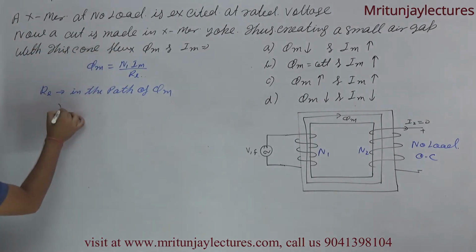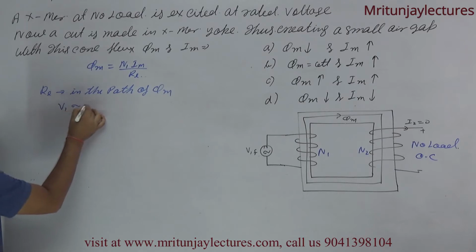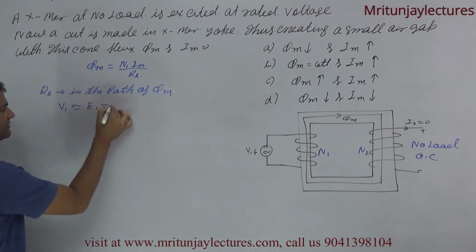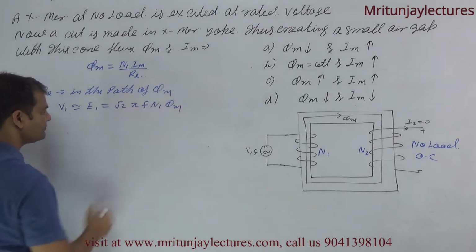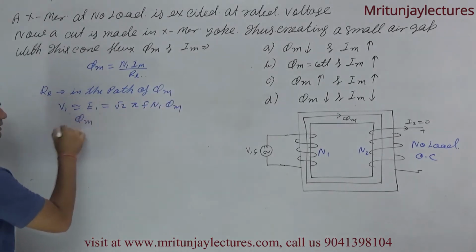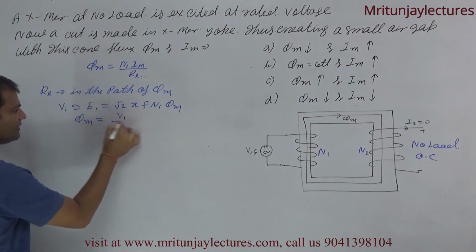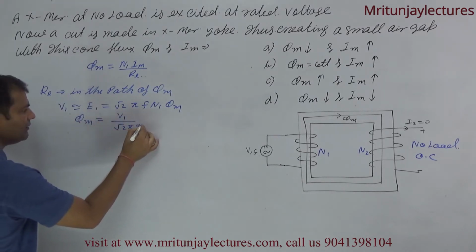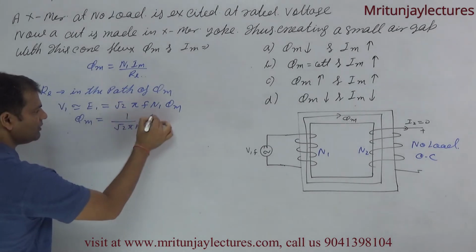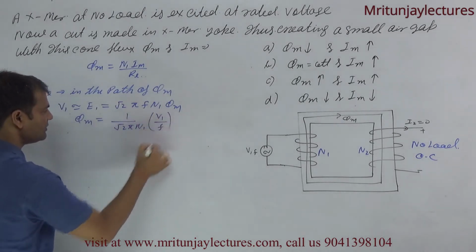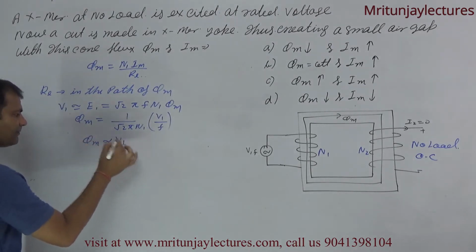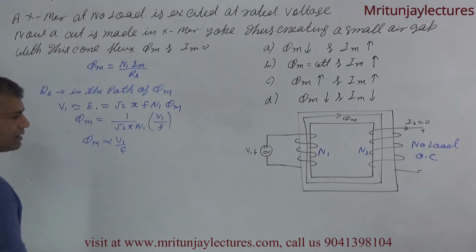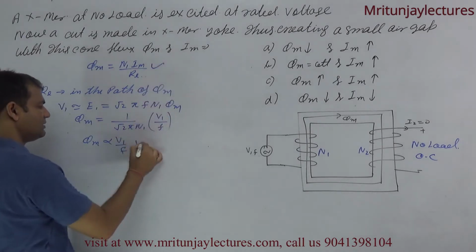Now I know that V1 is equal to E1, which is equal to root 2 pi f N1 into phi m. So phi m is written as V1 divided by root 2 pi f N1, so you can say that phi m is proportional to V1 by f. Clear? This one and this one are clear.